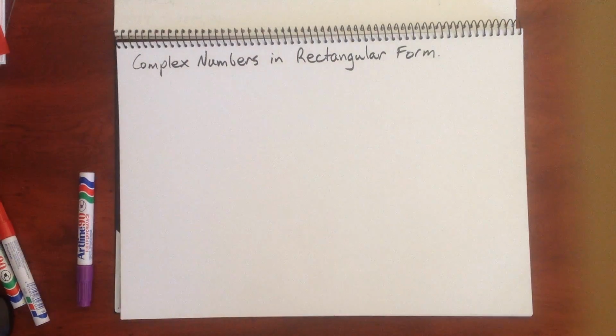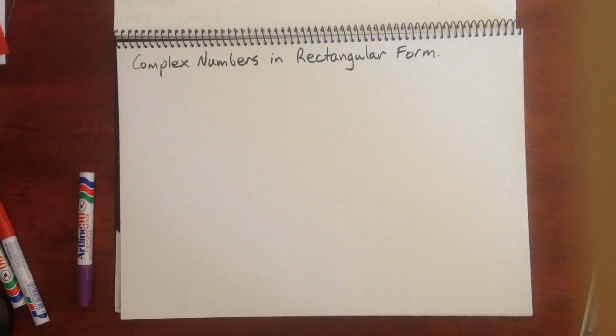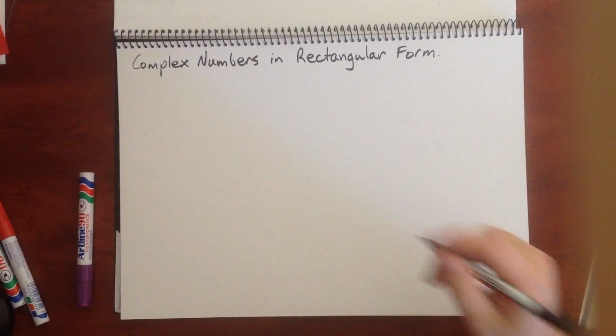Okay, in this tutorial we're going to be looking at complex numbers in rectangular form. There's a little bit of work to do in this section, but it's okay, we'll get through it. Basically, we end up with complex numbers when we're trying to find square roots of negatives.